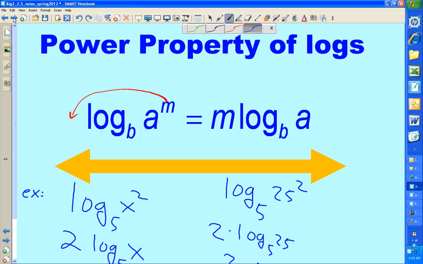What do you do with your exponents? You multiply them. So the m drops right down in front of the word log. You take the power on the a, drop it right in front: m log base b of a.